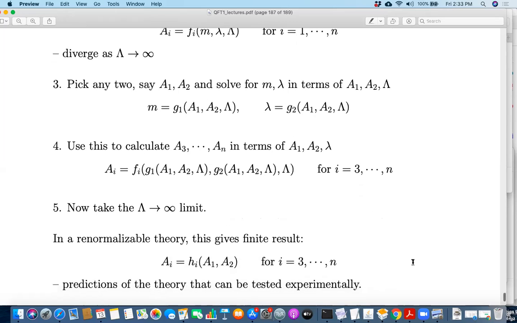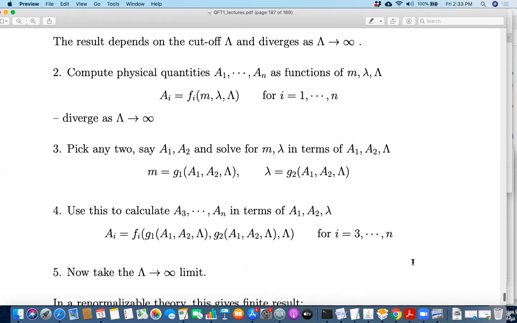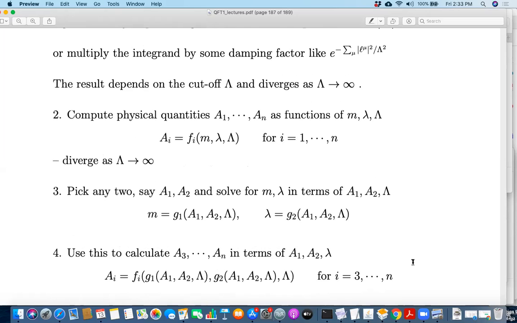So how do we determine the domain of A1, A2? Well, you determine the domain by seeing if the theory is sensible. If you find that there is some domain of A1, A2 where, say, you have a particle with negative mass square, then you know that the theory is not sensible. Could you give an example of a physical quantity in, let's say, the Klein-Gordon theory? Well, A1 could be the mass of the particle, for example.